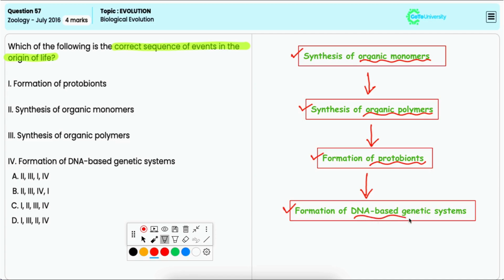That is, the evolution of a stable genetic system based on DNA that allowed accurate replication and inheritance, marking the emergence of life. So the correct sequence of events in the origin of life is 2, then 3, then 1, and then 4. Hence, the correct answer is option A.